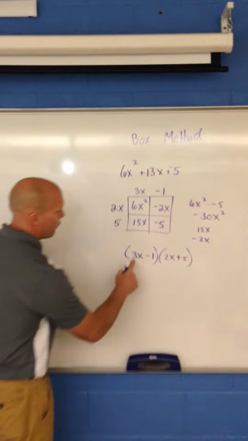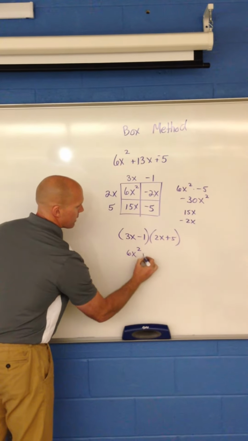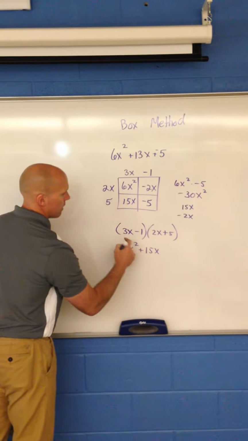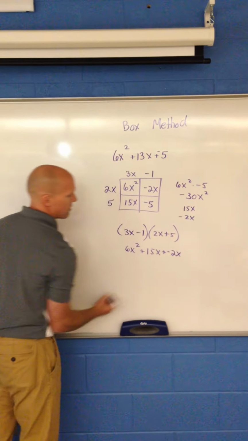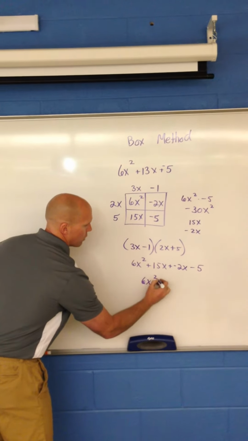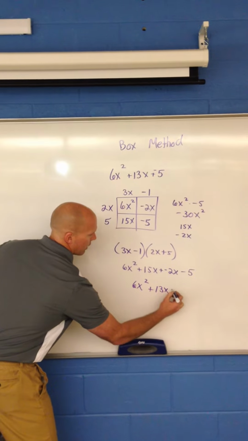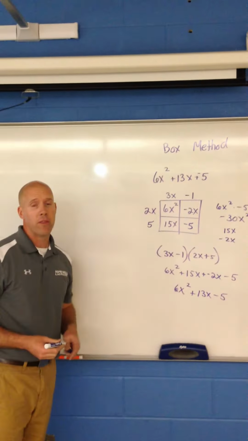I'm going to go ahead and check with FOIL. So 3x times 2x is 6x squared. 3x and 5 is 15x. Negative 1 and 2x is negative 2x. And that is negative 5. So when I go ahead and put those terms together, I then go ahead and get my answer that was the same as the original trinomial. That is the third method, the box method.